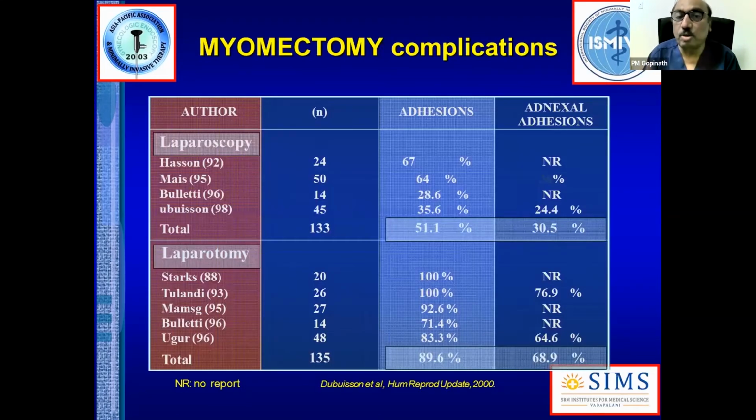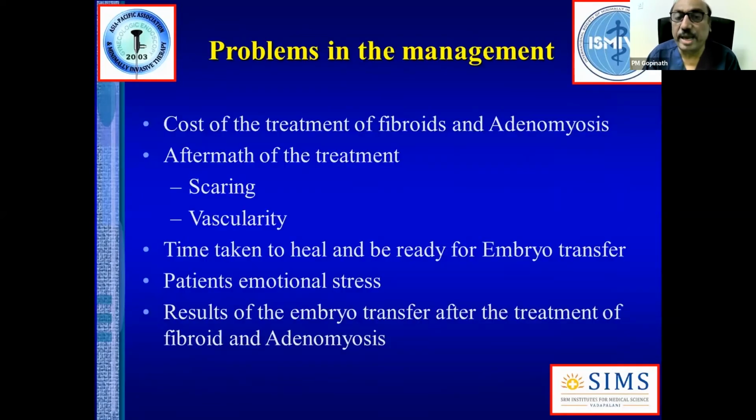And then what about the implications of a myomectomy? This is a Dubuisson trial which shows that the adhesions, and adnexal adhesions here, are very high, both with laparoscopy and laparotomy. This is a region where we just contemplate on the thing.